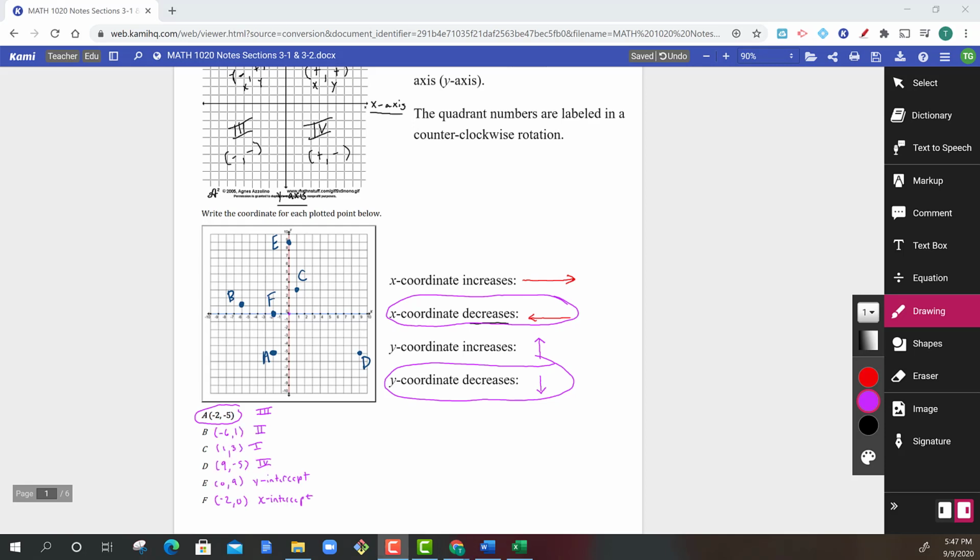So here's what you should have gotten when you tried it on your own. Notice those last 2 points is actually in the next section. The point 0, 9 is not in a quadrant because it's right on the y-axis. So it is called the y-intercept. And the point negative 2, 0 is right on the x-axis. So it is called the x-intercept.